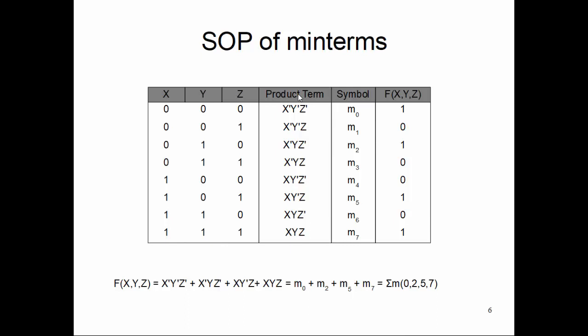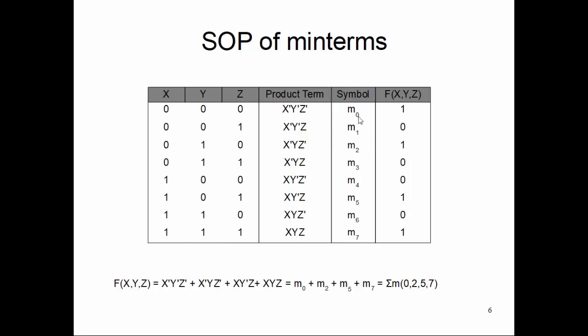Now next we introduce a symbol for each of the product terms. So x bar y bar z bar, we call it m0, just by convention. X bar y bar z is m1, then m2, m3, m4. So here is a thing you need to understand.